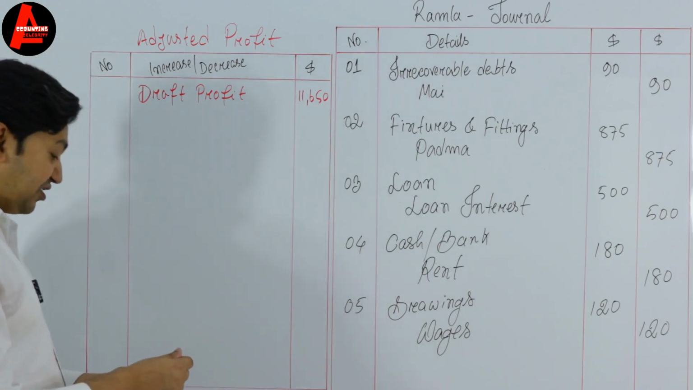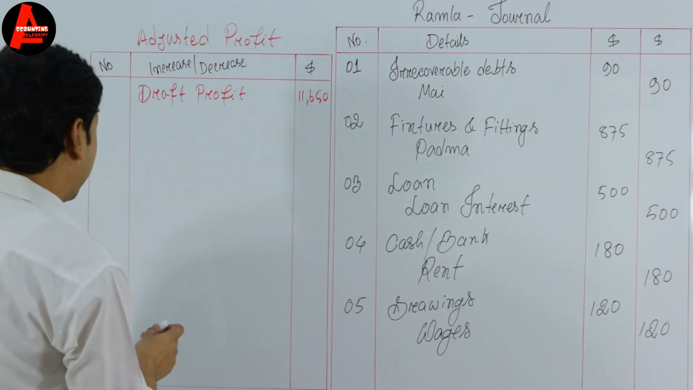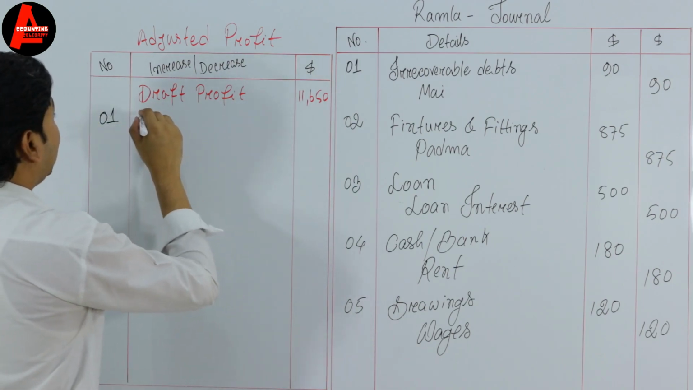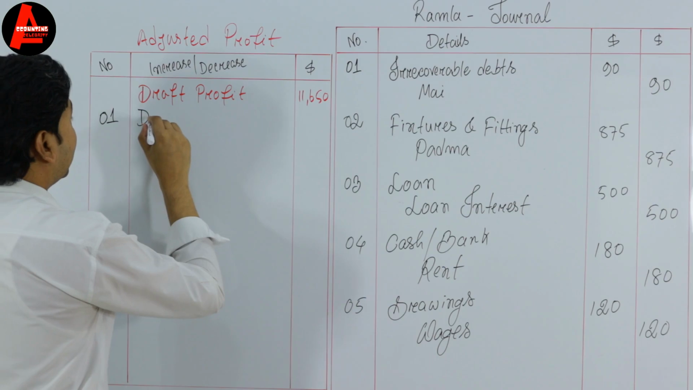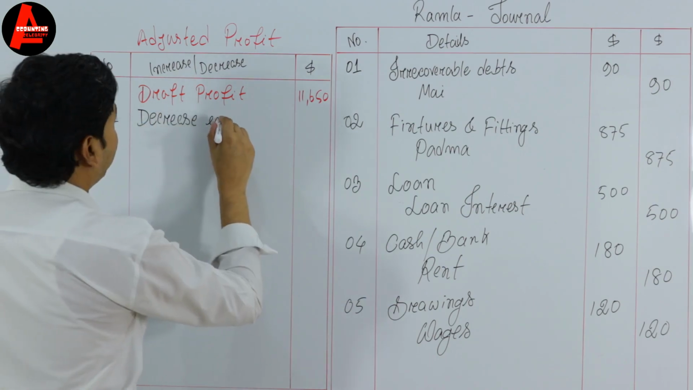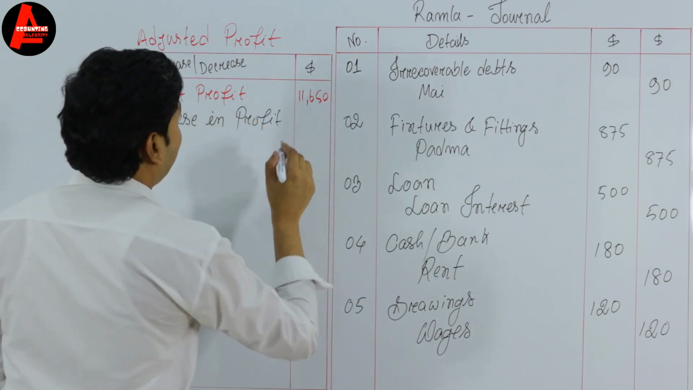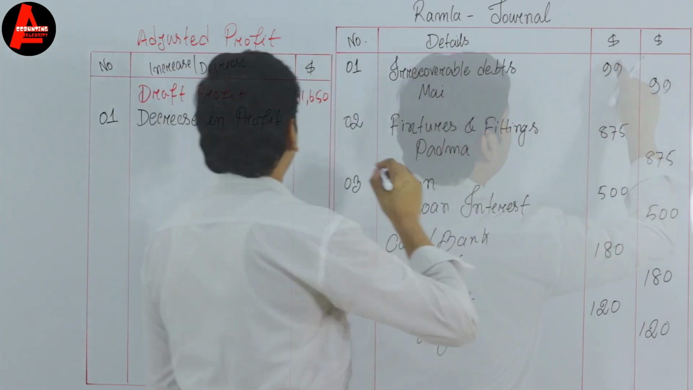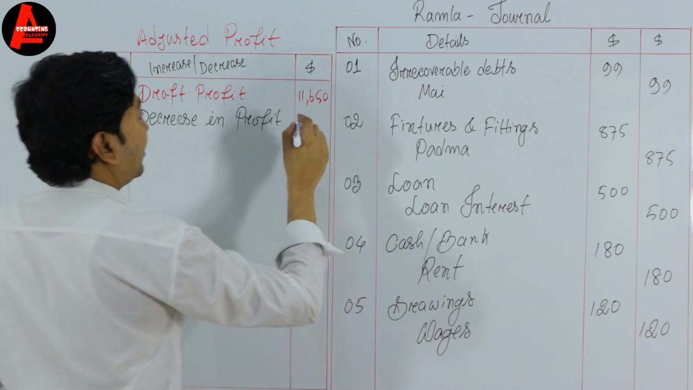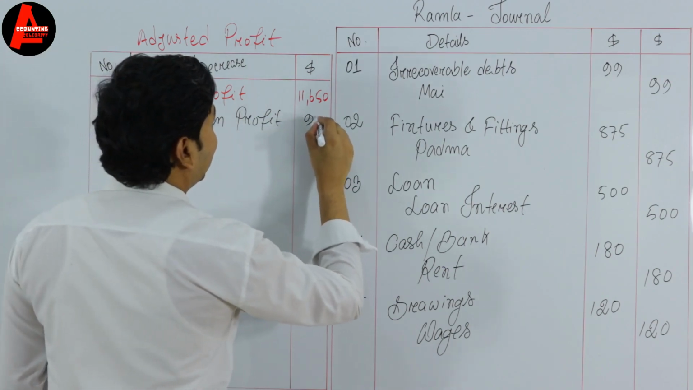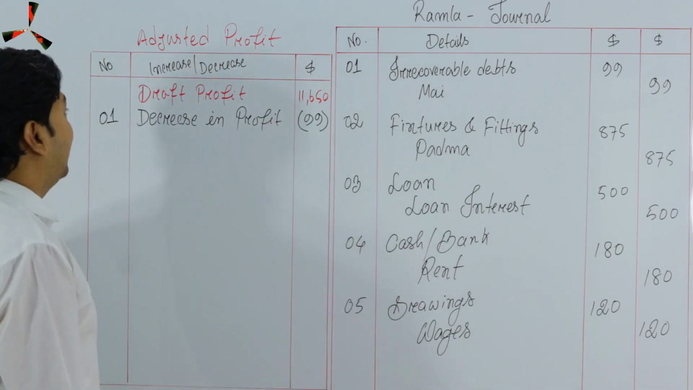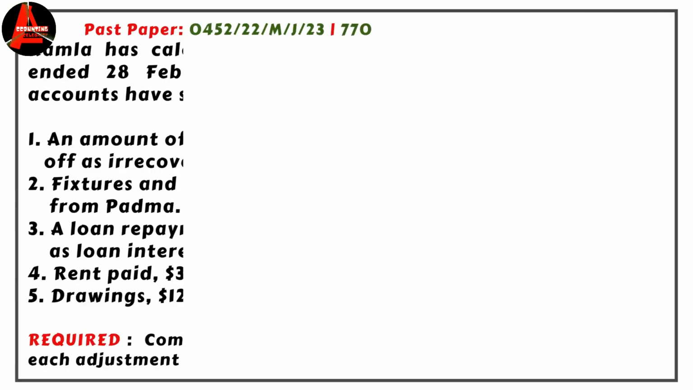Common sense. So we will write here number 1. The profit will be decreased. We will write decreasing profit. How much? It is $99. So we will write $99, a negative figure. Good.